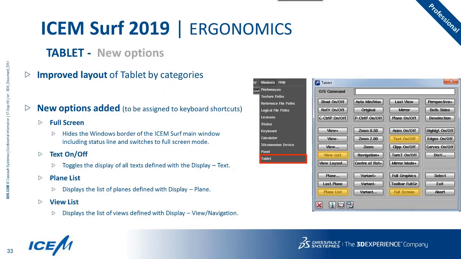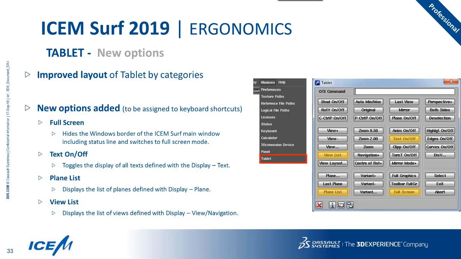All right. So moving into the ergonomics side of the enhancements, we've redesigned the tablet menu to be a little bit more organized. Yes, it's a little bit bigger, but I think it's easier to read and it makes a lot more sense. So we have view-based menus in the middle, variants and planes at the bottom, and at the top we have shading, visibility, switching things off and on. These buttons are the ones that you can make shortcut keys for.